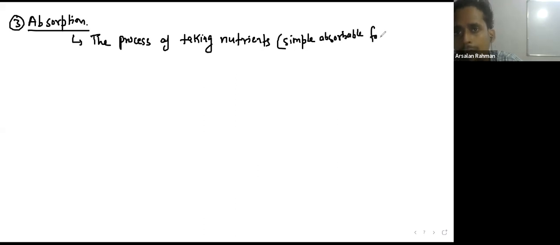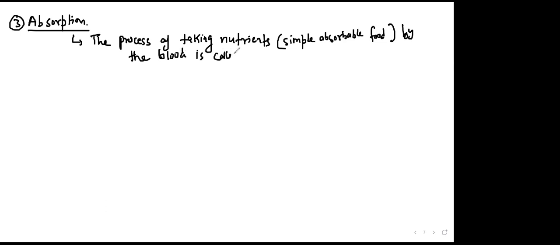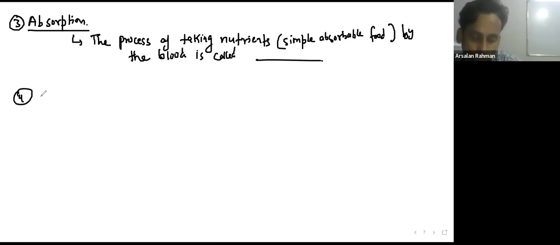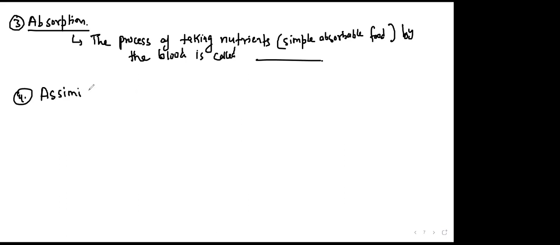food. Who will take the nutrients? Blood. So the process of taking nutrients or simple absorbable food by the, beta, what? By the blood is called absorption. Okay. Now what is the fourth process? The name of the fourth process is called what beta? Egestion. No, sorry, assimilation. Have you heard about this term assimilation? What is assimilation?